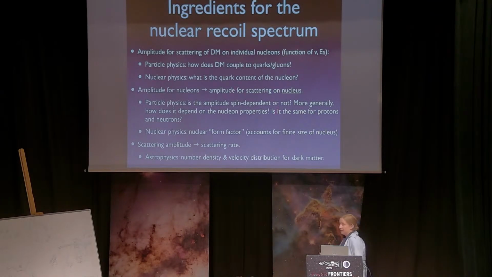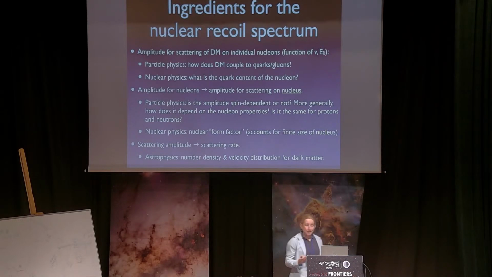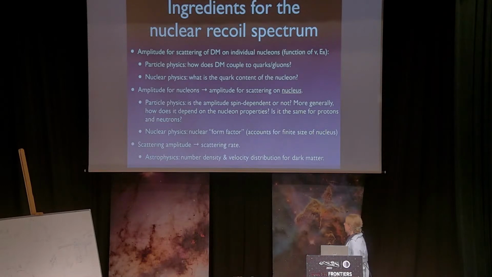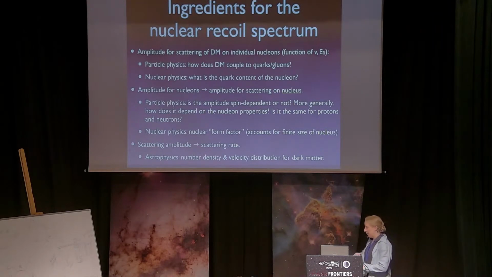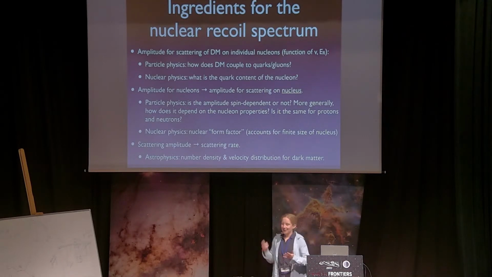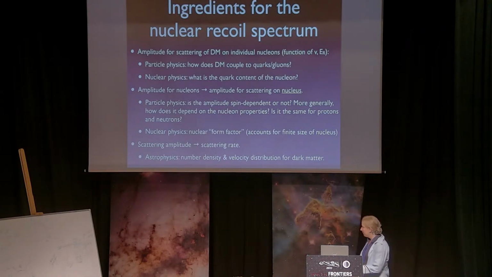So there's some particle physics here. Does the amplitude for scattering depend on the dark matter spin? Depend on the nucleon spin, yes or no? More generally, how does it depend on the nucleon properties? Does the dark matter couple equally to protons and neutrons? Again, this will be different between different dark matter models. If your dark matter, for example, is interacting through some mediator that is kinetically mixed with the photon, that means it couples to electric charge. That means it's going to want to couple to protons, not so much to neutrons. On the other hand, if you're coupling through the Higgs portal, for example, then your result will depend on the coupling of the Higgs to the standard model protons and neutrons. There's also a nuclear physics factor here, which is that the nucleus is of finite size. When a dark matter particle comes in and bounces off it, it doesn't necessarily see all the nucleons. That's typically parameterized with some kind of form factor.